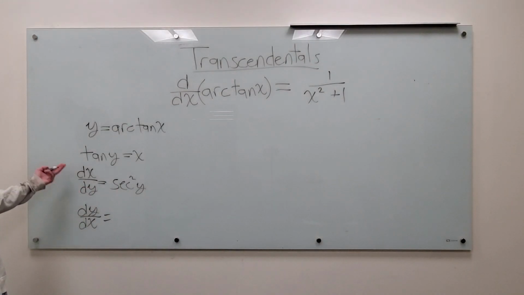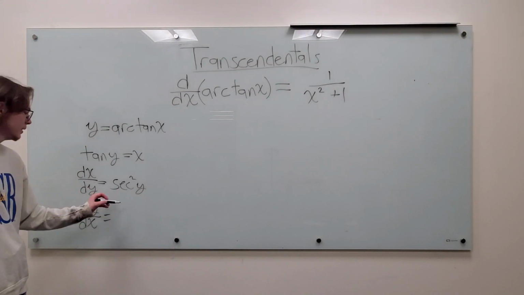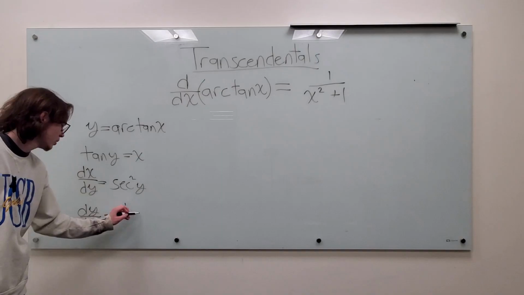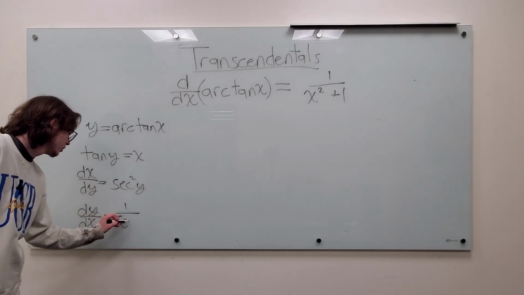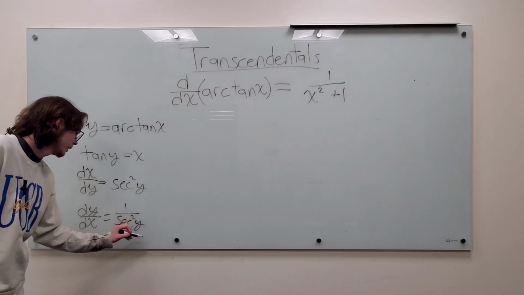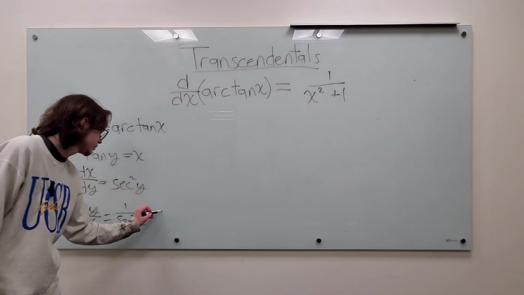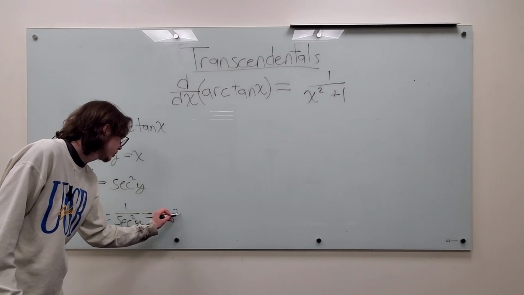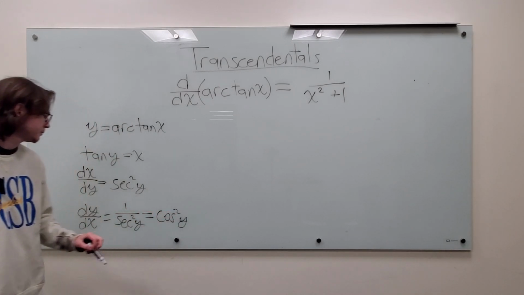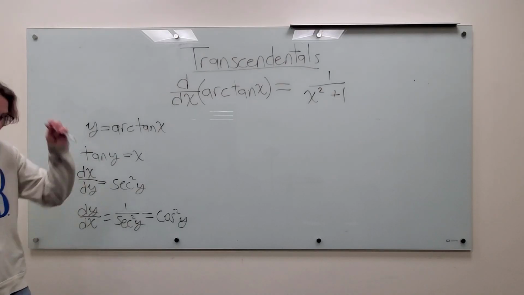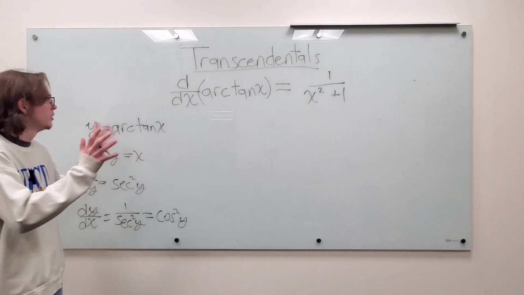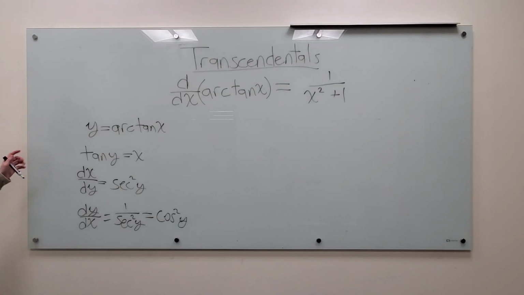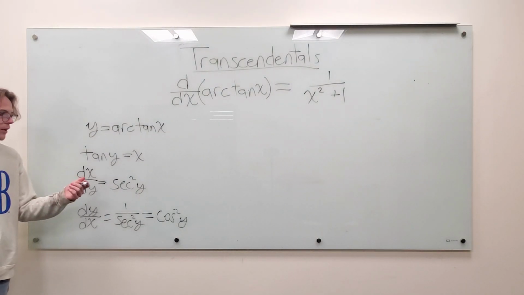If we treat this as a fraction, we put dy on top, then this is going to be the same as 1 over the secant squared of y, which is, of course, the cosine squared of y. Okay, but what is this all telling us? We've got all this information down. What does it actually tell us?